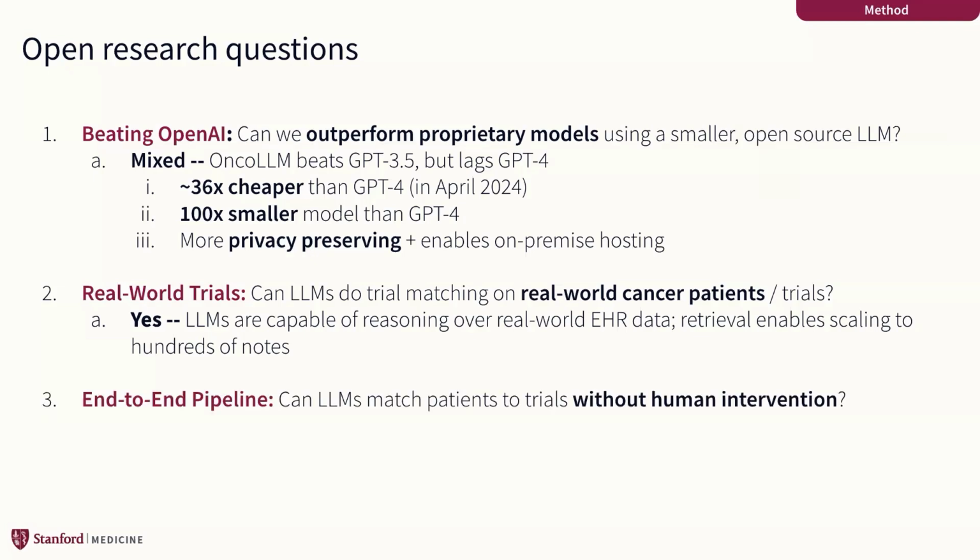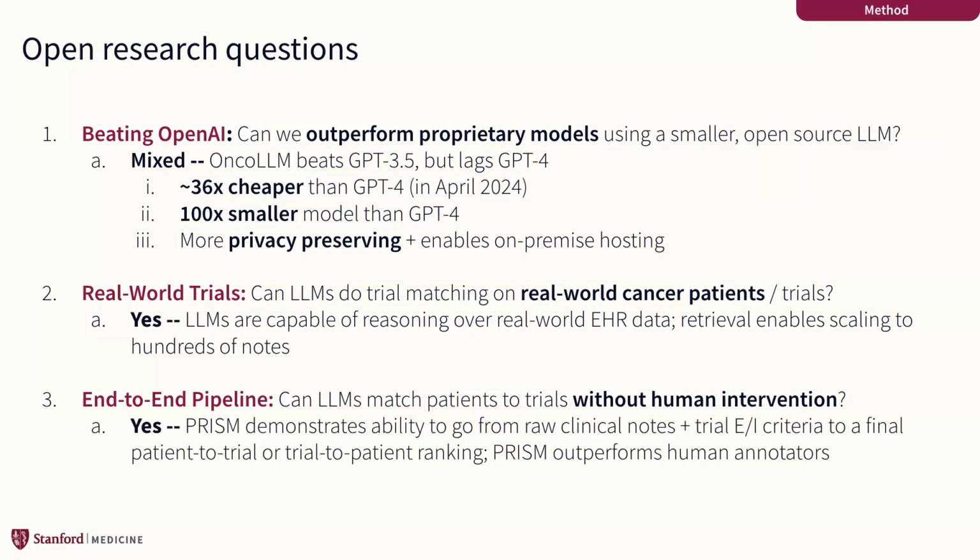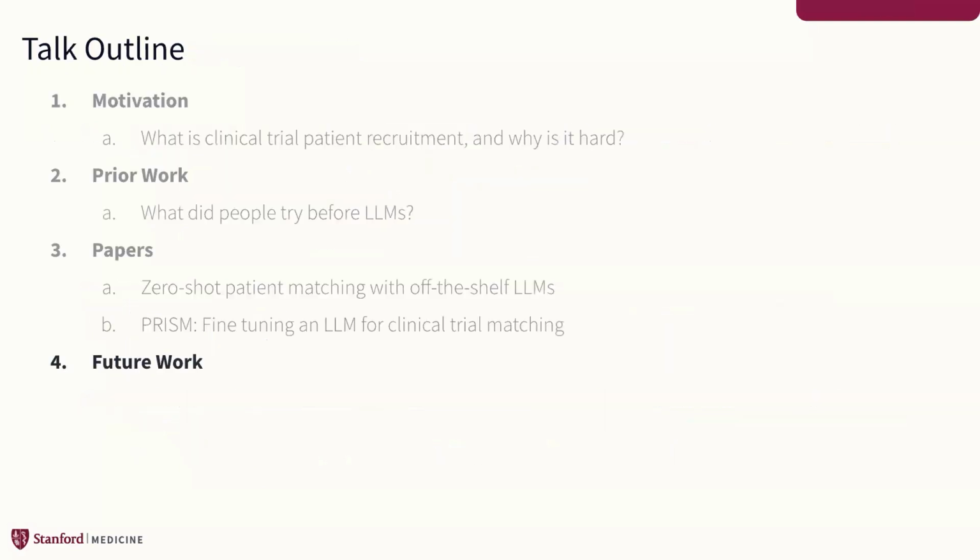And then finally, can we basically do this end to end? So the 4 different stages that I talked about. Again, I think the answer here is yes. We're able to go from raw clinical notes and a raw trial to structured criteria, chunked notes, answers to our questions, and then a final ranking of either patients for trials or trials for patients. I would say at least the small qualitative assessment they did showed that, in certain cases, the system can outperform human annotators on this task.